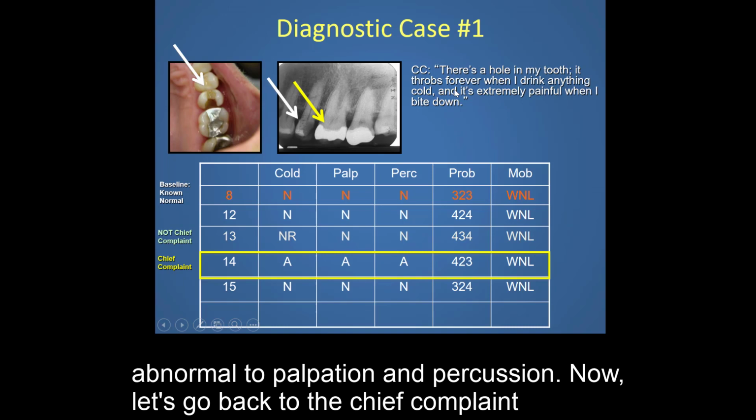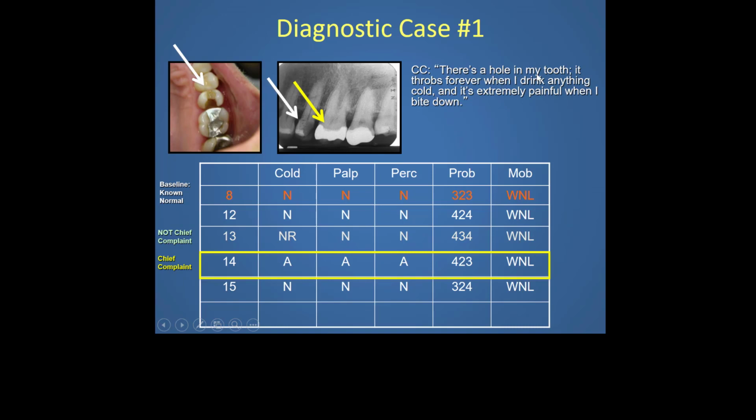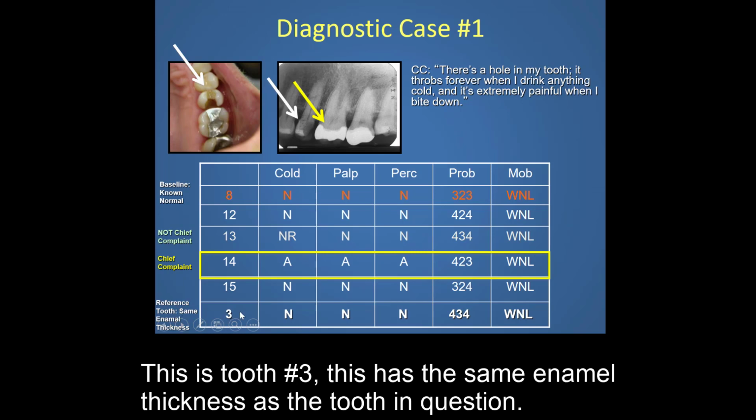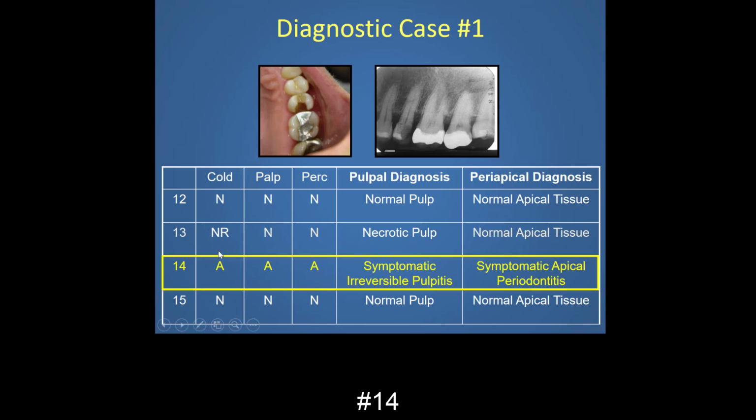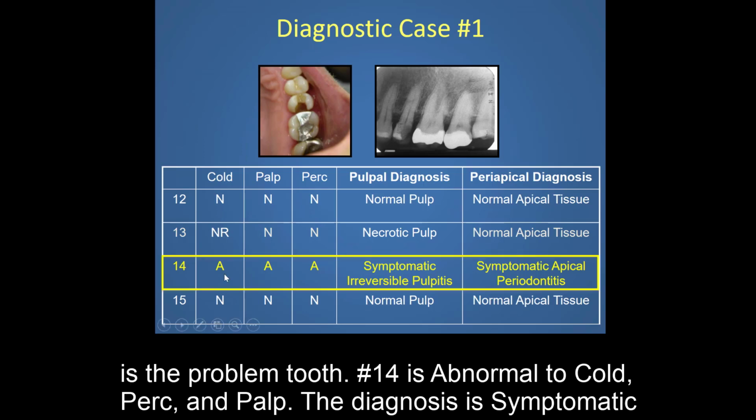And let's go back to the chief complaint. There's a hole in my tooth. It throbs forever when I drink anything cold. And it's extremely painful when I bite down. Okay, a reference tooth is tooth number 3. This is a tooth that has the same enamel thickness as the tooth in question. Okay, number 14 is the problem tooth. Number 14 is abnormal to cold, percussion, and palpation.